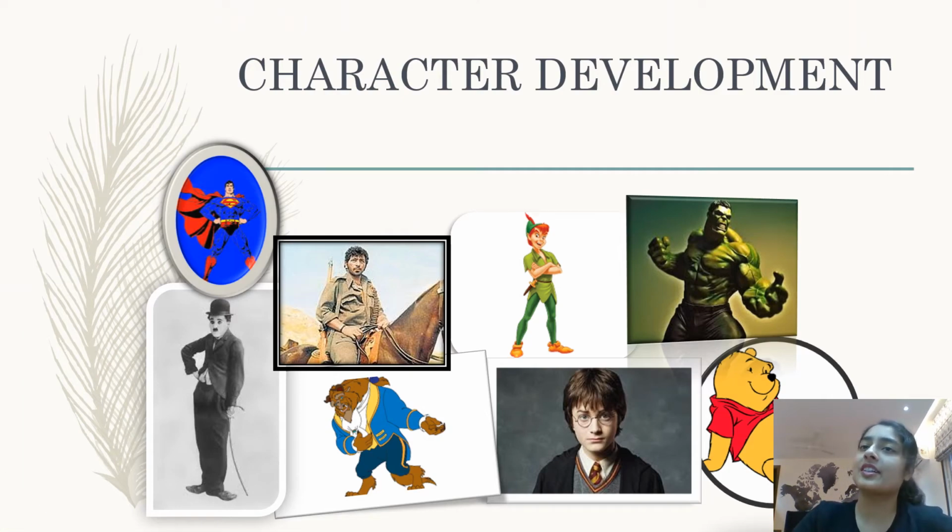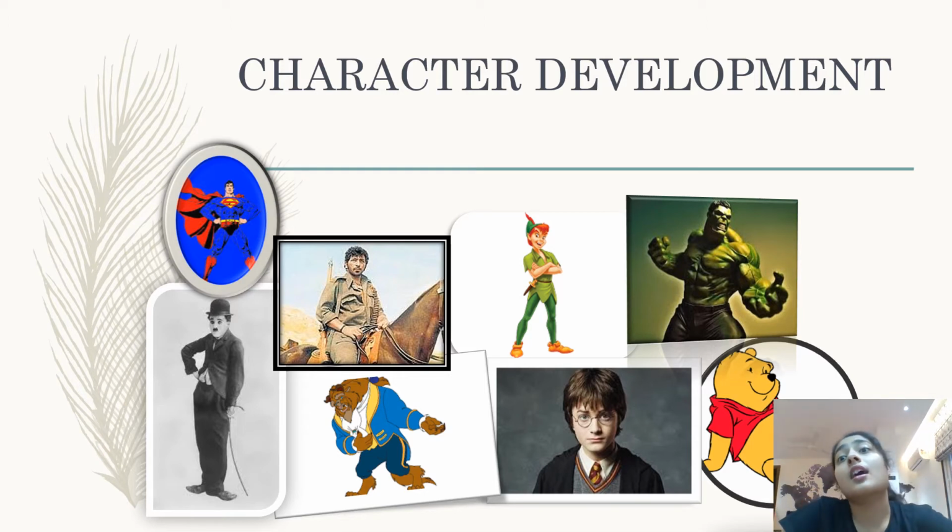Okay, so there are a lot of movies which we know just because of one famous character, or books which are famous for their characters. Like the Harry Potter books are famous because of Harry Potter, then Peter Pan, Hulk, Gabbar, the Beast, Charlie Chaplin, Superman, Winnie the Pooh. And these are all very famous characters. And what is it that makes them so famous?